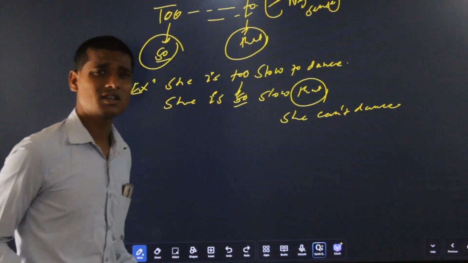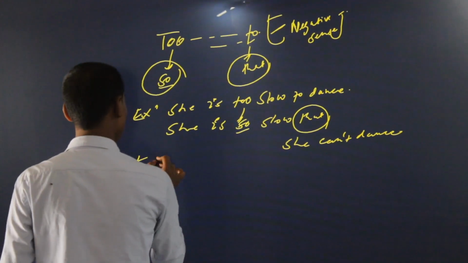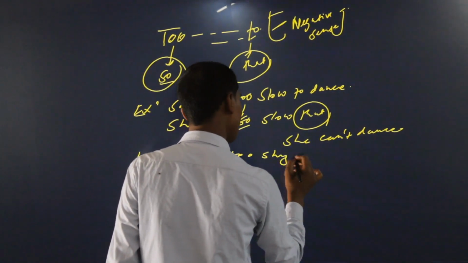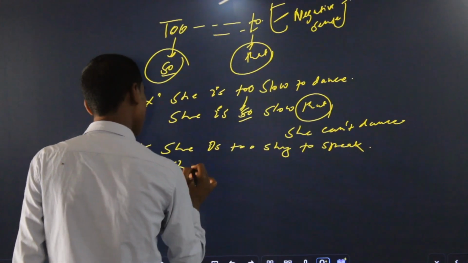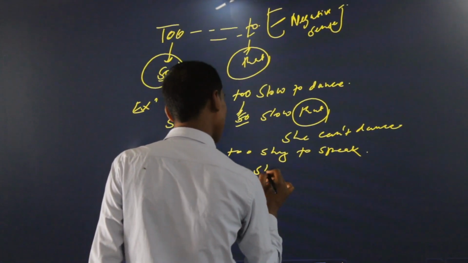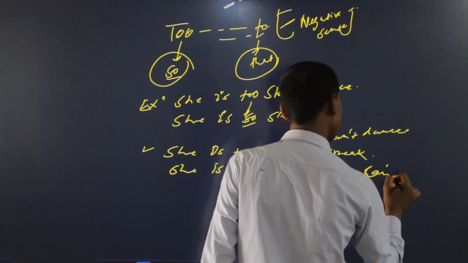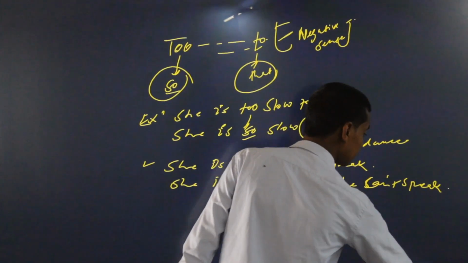And we have multiple examples like this. Again, she is too shy to speak. The same thing we have to do. She is so shy that she can't speak. In this way, we can change it.